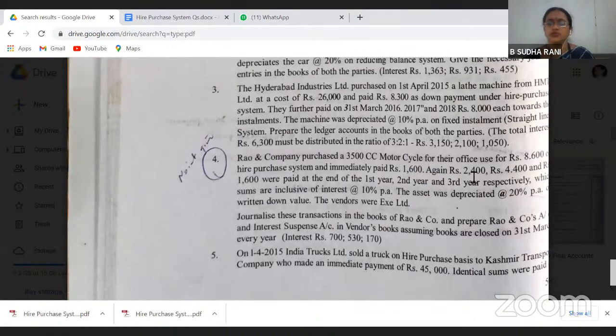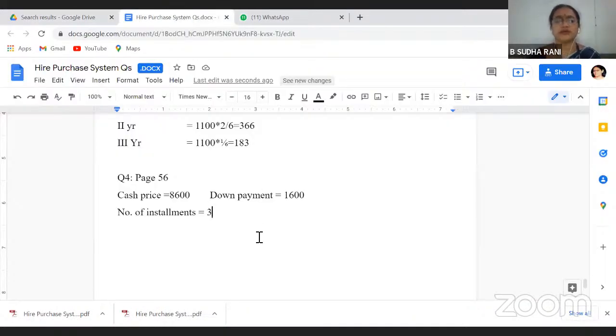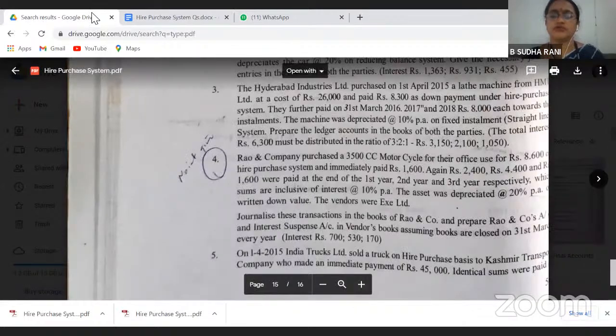The installment is 2,400. Okay, 2,400. And there's the writing part. First installment. Very good. First installment is how much he paid? 2,400.